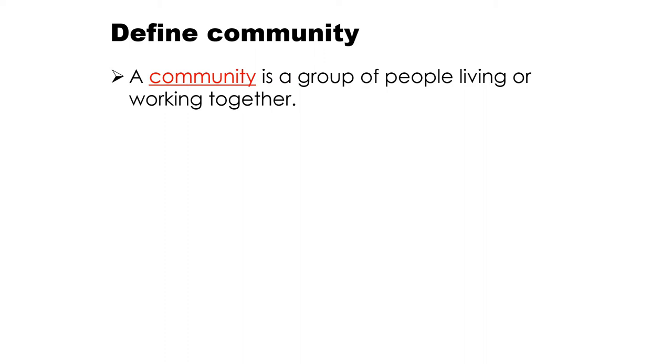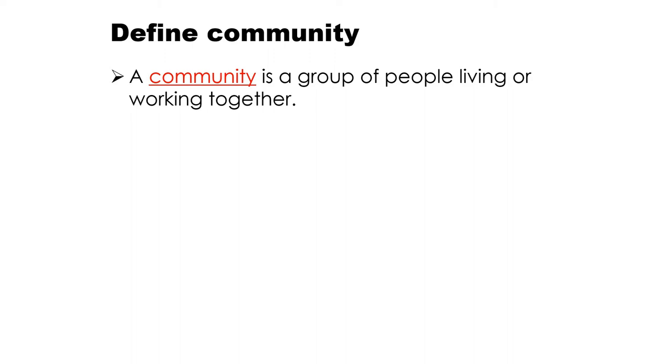Okay, let's read it together. A community is a group of people living or working together. Take note of the spellings. Living or working together. So when I'm talking about a group of people living or working together, the keywords are here. Those are the keywords. I'm talking about our community.